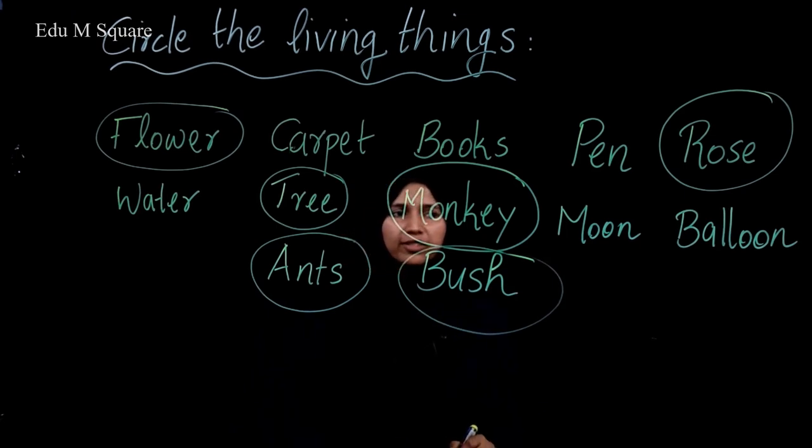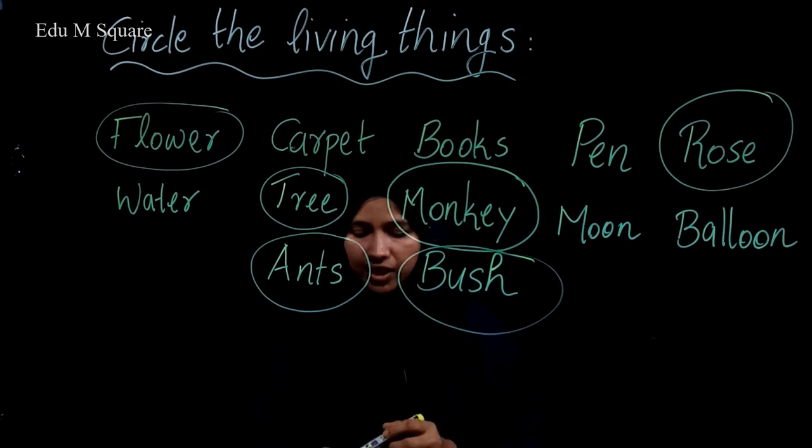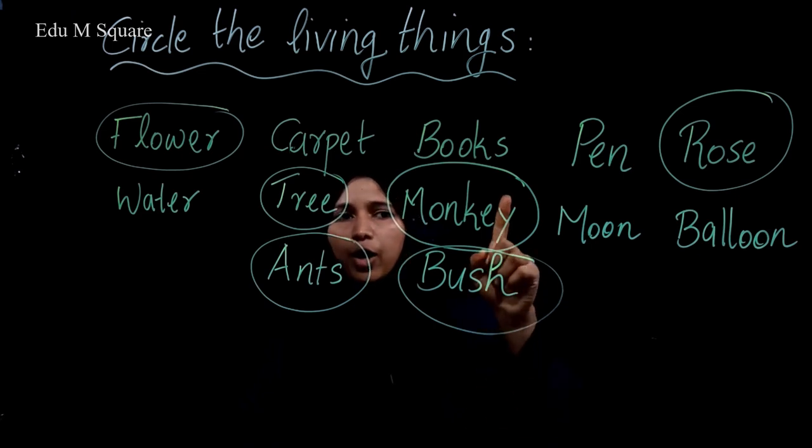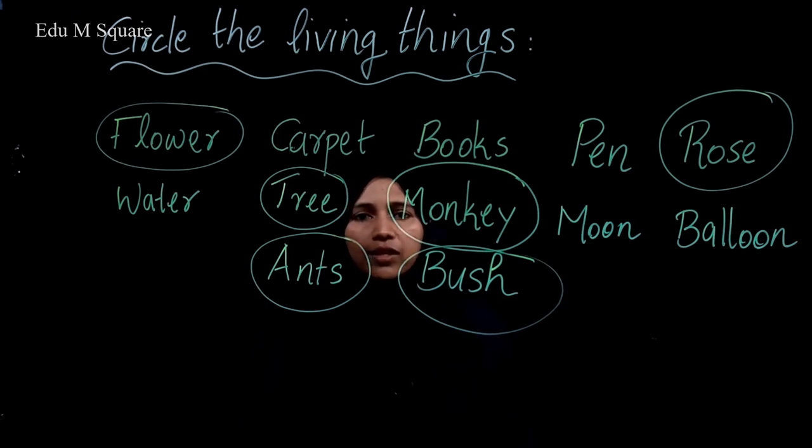So did you find the living things from here? Yes. Name the living things here: flower, tree, ants, monkey, bush and rose.